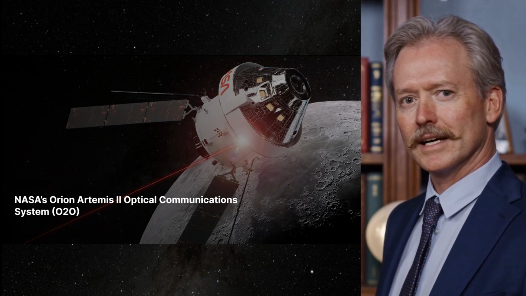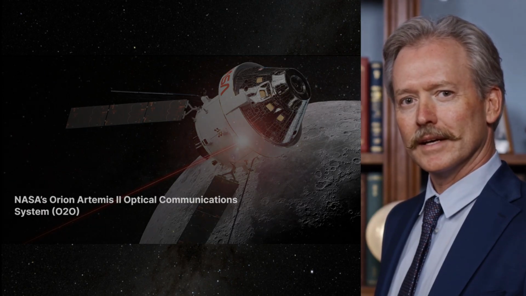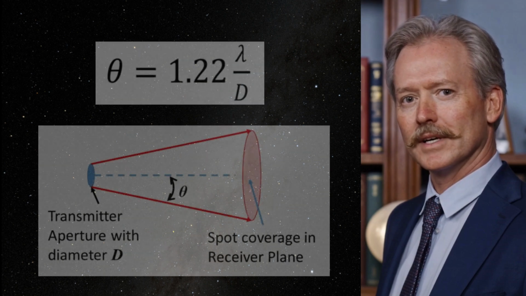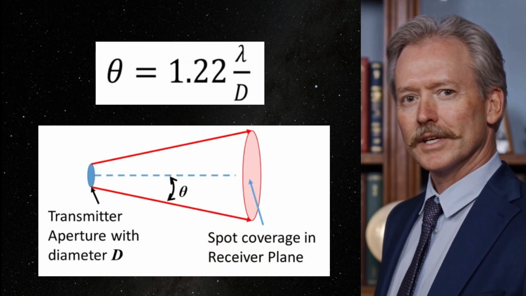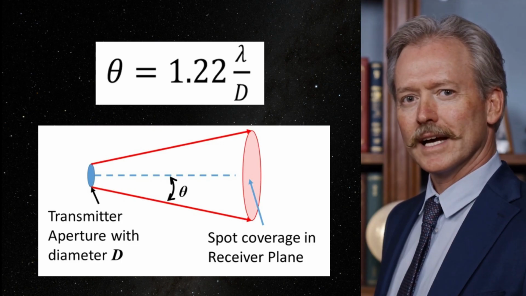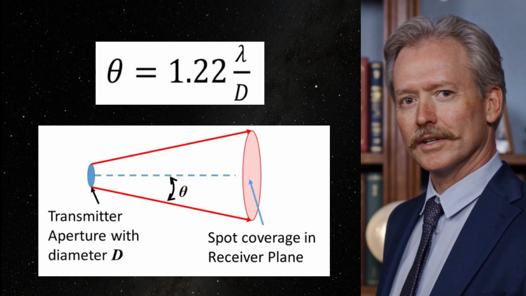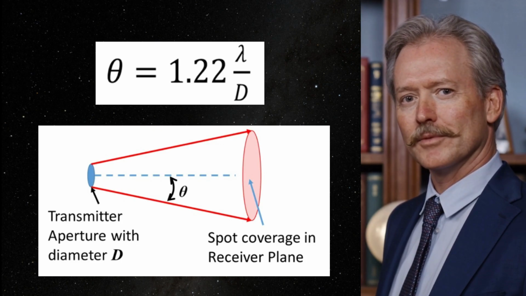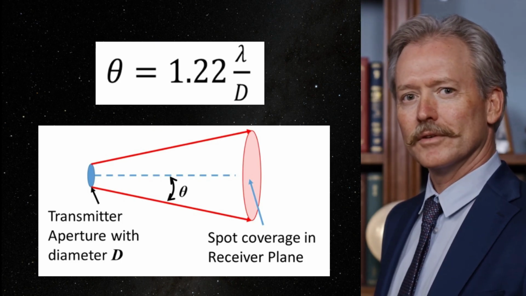All electromagnetic beams spread after passing through an aperture. Assuming that the output aperture or antenna is circular, the half-spread angle is given by the equation I now show. In this equation, lambda is the wavelength of the light, and d is the diameter of the aperture. This half-spread angle defines the target spot radius, or reception area, at the receiver.